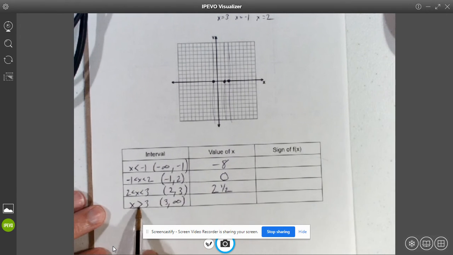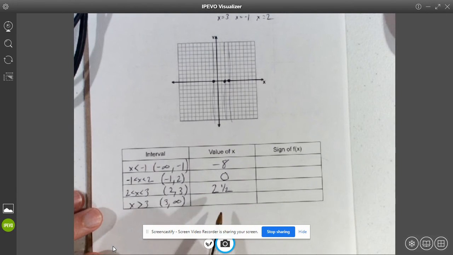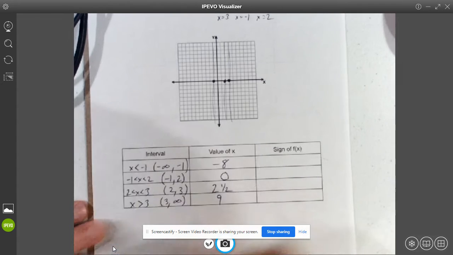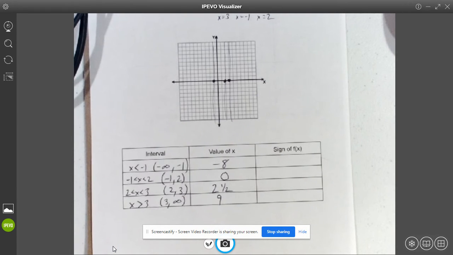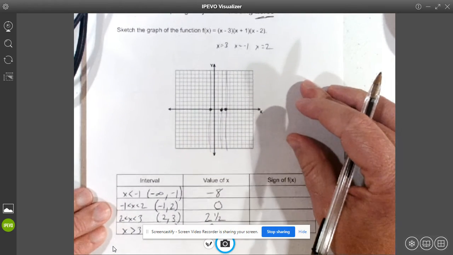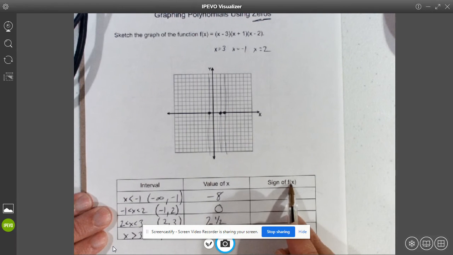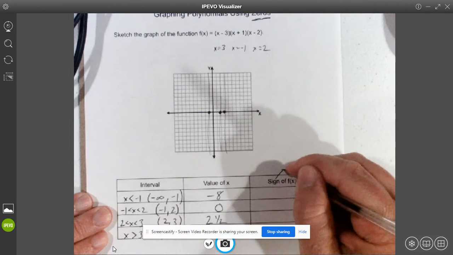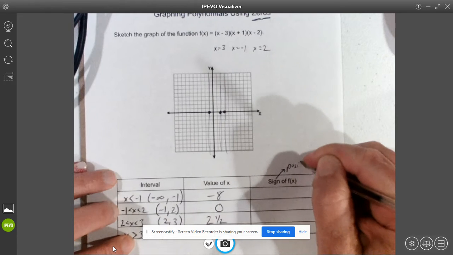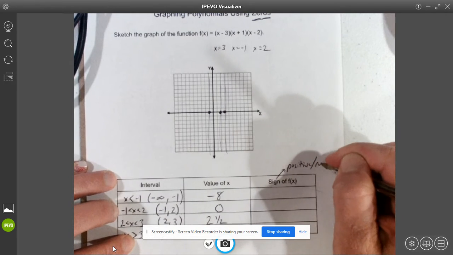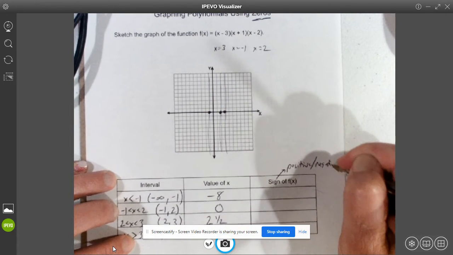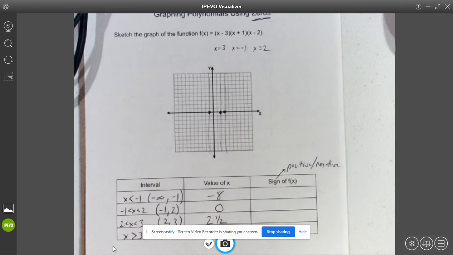And then I need to pick an x that's bigger than 3. Again, you can pick whatever you want. I'm going to choose 9. Could have picked 4, 5, 6. Really doesn't matter. And now what I'm going to look at is, at each of these x's, what is the sign of the function? The sign of the function, I'm simply looking, is it positive or is it negative? I don't care about the value of it right now. I'm just looking at the sign of it.